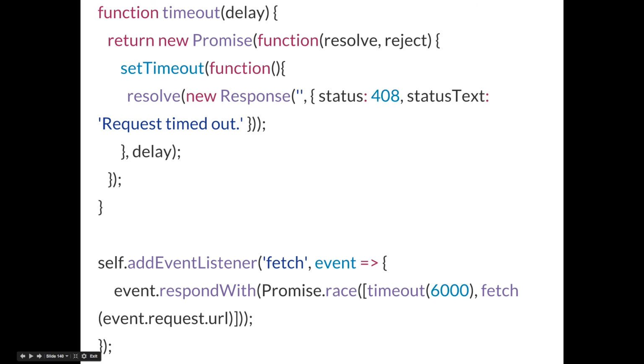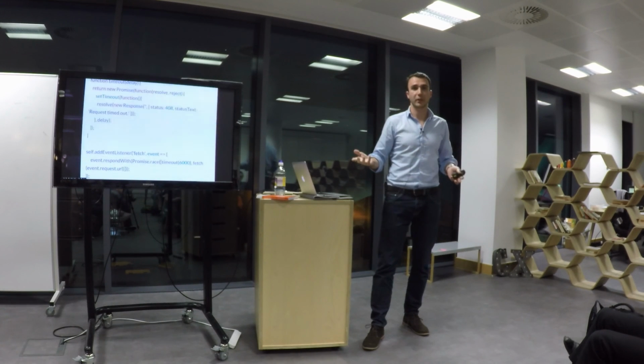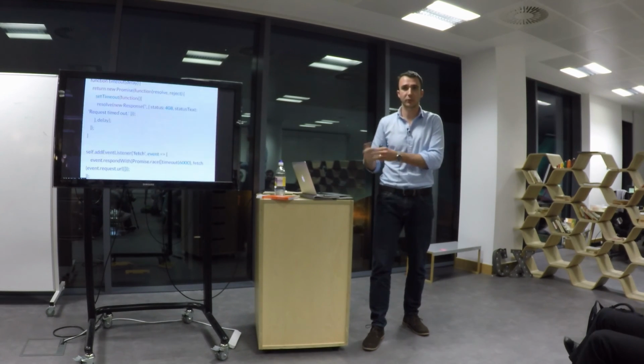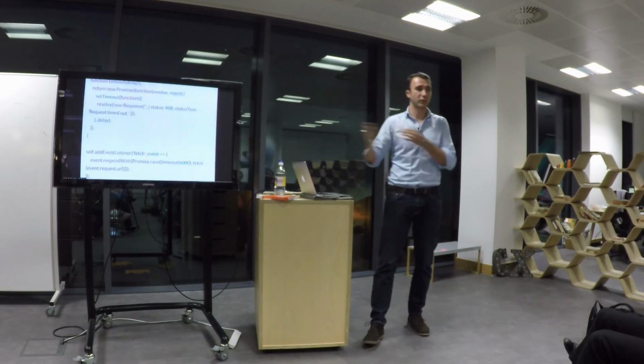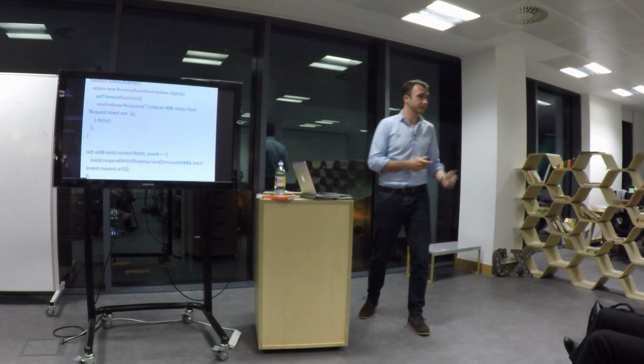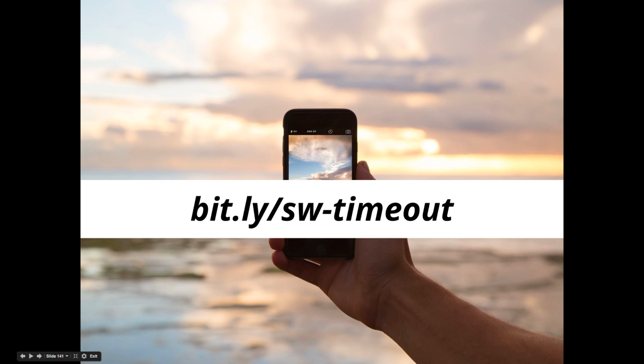Now, you could actually extend this further and say, well, I wanted to do a performance budget and always make sure that something comes back within 10 seconds, for example. And this wouldn't just be for third-party scripts. You could cut off straight away. It's really up to you. I put 6,000 because that's 6 seconds. It's up to you to play with. And this example is live at SW-timeout.